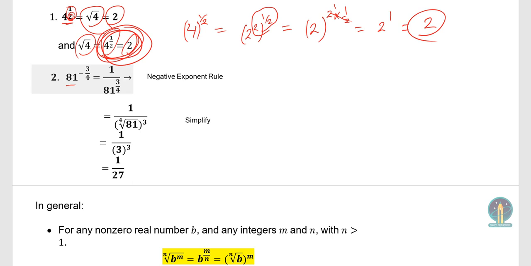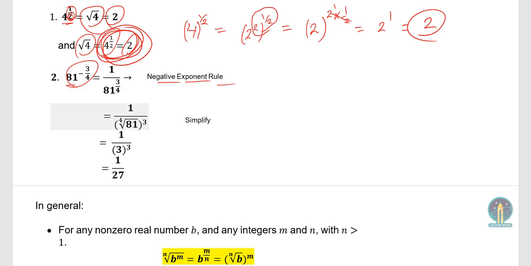81 to the power minus 3/4. In this case, we use the negative exponent rule. The negative power is the same as that expression with a positive power in the denominator. So 1 over 81 to the plus 3/4. And then the 4 in the denominator of this power is essentially the index of the root around 81. So it's the 4th root of 81, and then this 3 is just cube.